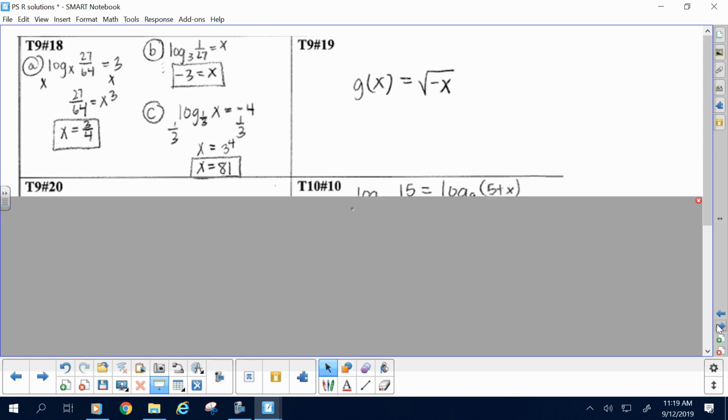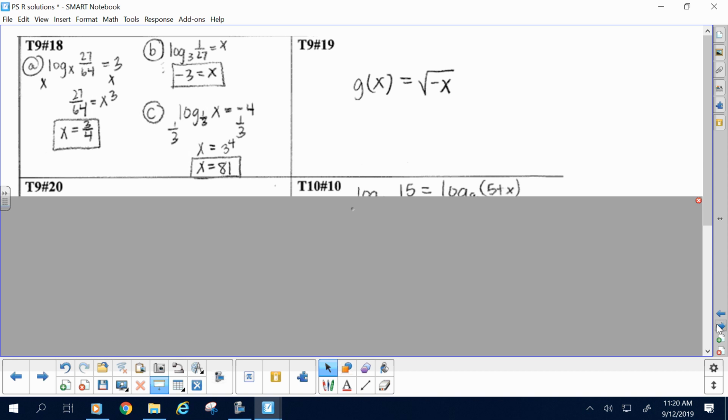Test 9, number 18. Let's call this 3 points as well, one for each part. X equals 3/4 for A, X equals negative 3 for B, and X equals 81 for C.